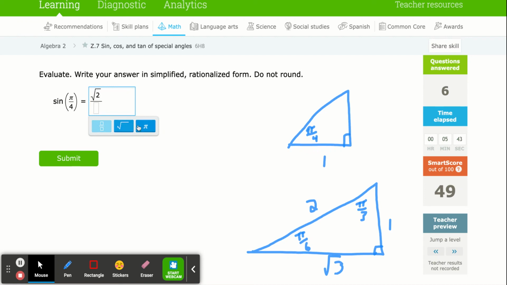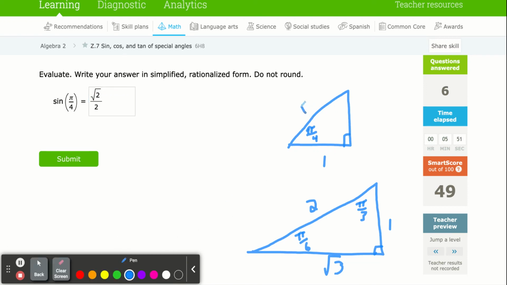And the reason it's that is because sine of pi fourths is sine of 45, 1 over the square root of 2, but then I had to rationalize. Did that disappear, or did I not write the square root of 2 there? That should be a square root of 2, and that should be a 1. 1, square root of 2.